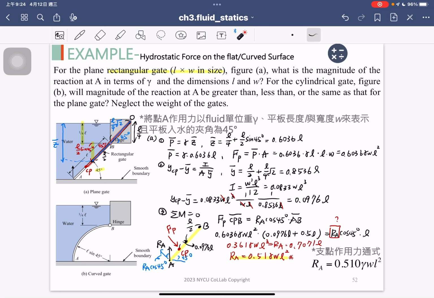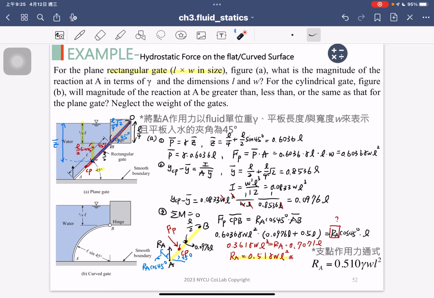And the second, you should find out the locations for the hydrostatic force. And the third one, you should apply the moment balance, and you can compute how large the force required to open the gate. Okay, so with only these 3 steps you can finish and find the answer for the questions. So let's move to the second, the B.